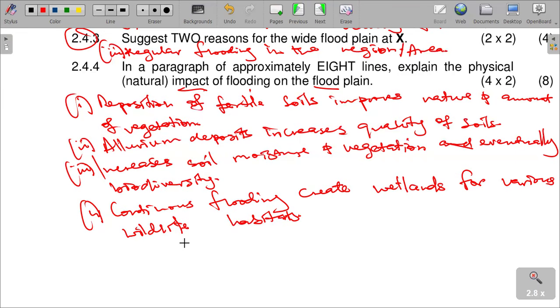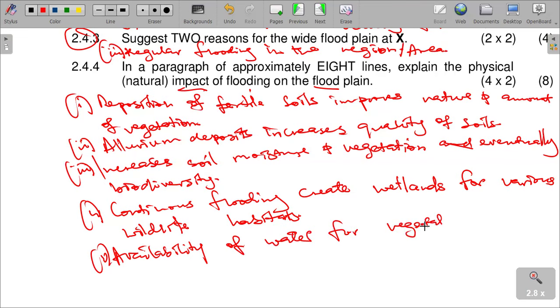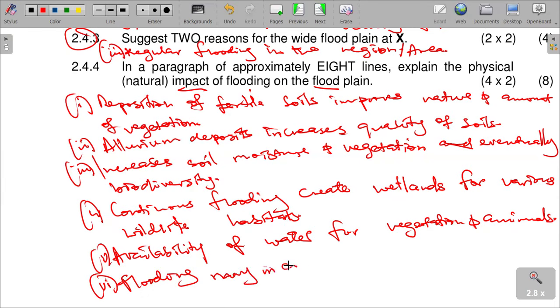They also allow for water to be stored for animals. The availability of water for vegetation and animals is also a good point that we can put in that regard. And then also, flooding may increase water quality.